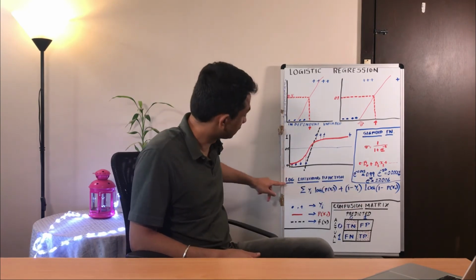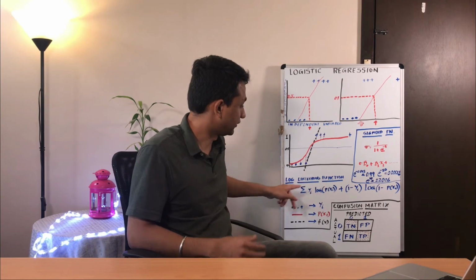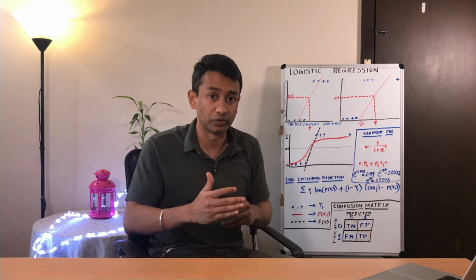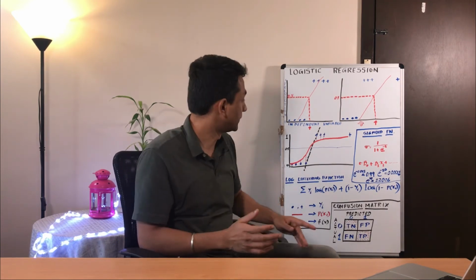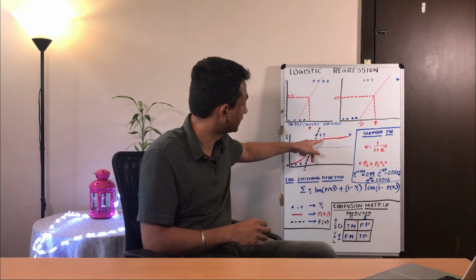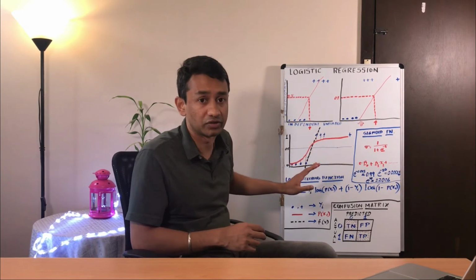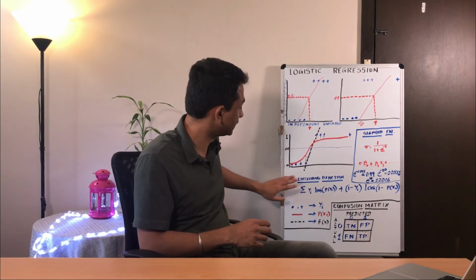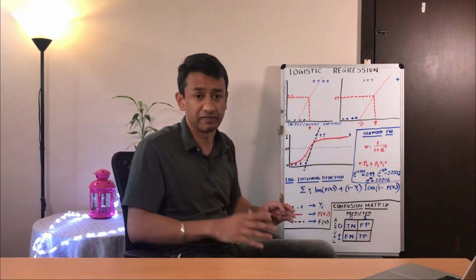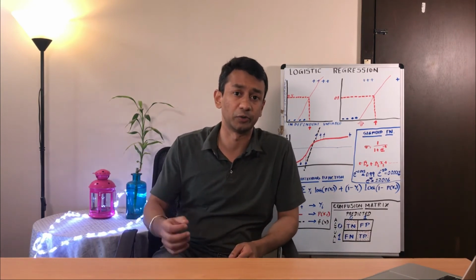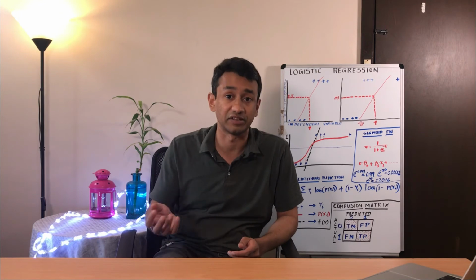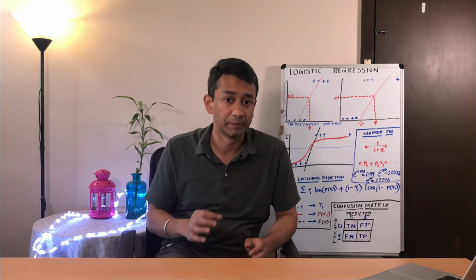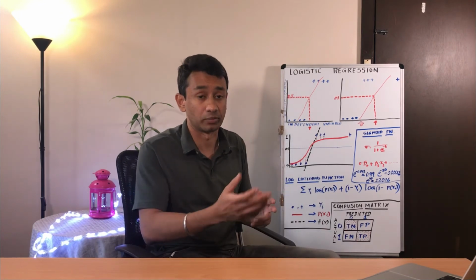And hence, if we try to maximize this log likelihood function, then we would be able to identify the weights for this particular equation. So that is the purpose of the log likelihood function. There are various functions that can be used in order to identify the weights in case of logistic regression. So this is just one of the methods that is commonly used.